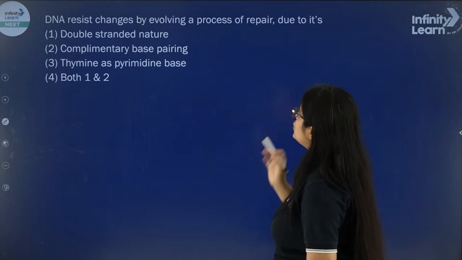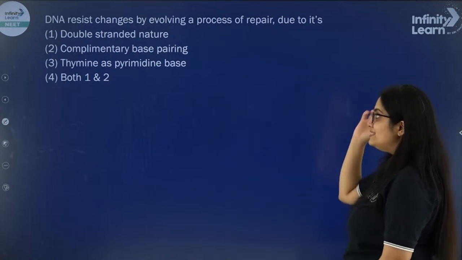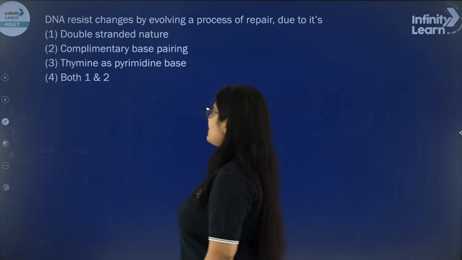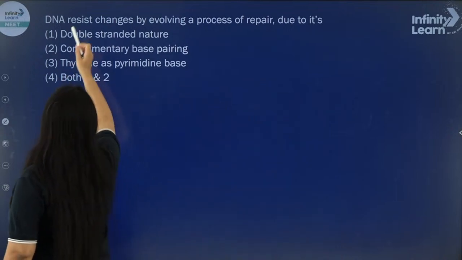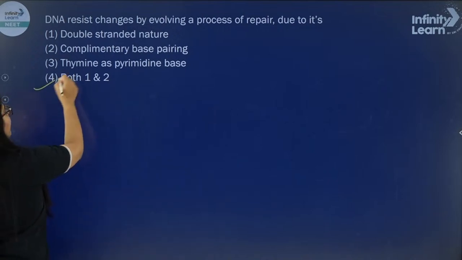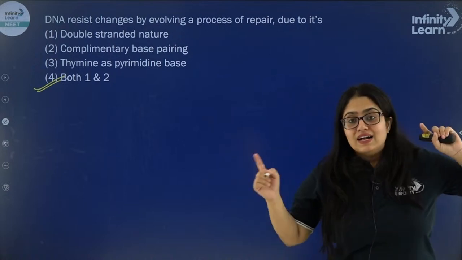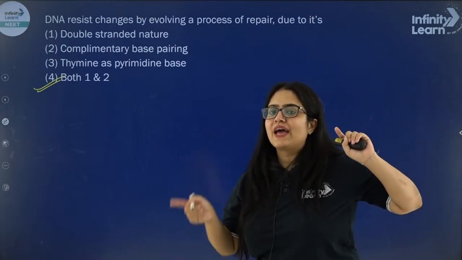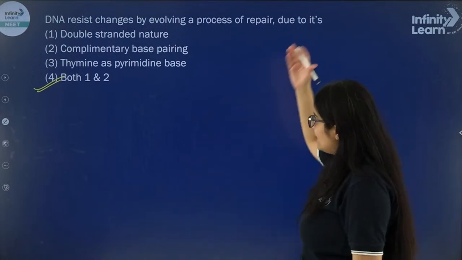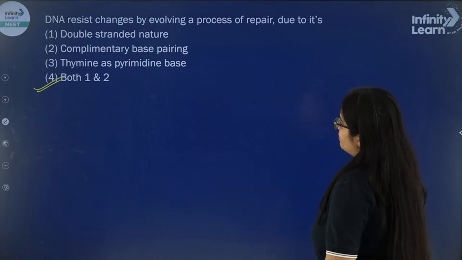DNA resists changes by evolving a process of repair due to it. So DNA has double stranded nature and complementary base pairing rule, which enables it to resist changes. DNA resists changes by evolving a process of repair. So both 1 and 2 are absolutely correct. This is important. Please remember, having double stranded nature and complementary base pairing rule, through this they are able to resist changes by evolving a process of repair.